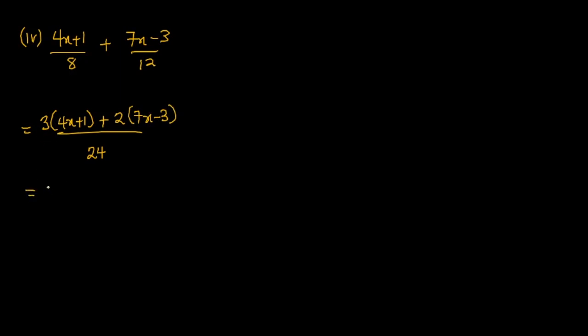Now 3 multiplied by 4 is going to give me 12x, 3 multiplied by 1 will give me 3, 2 multiplied by 7 will give me 14x, 2 multiplied by negative 3 will give me negative 6, all on 24. So from here I have 12x plus 14x, that will give me a total of 26x. Then I have positive 3 minus 6, that will give me negative 3, all on 24. So this is my answer for the last expression.